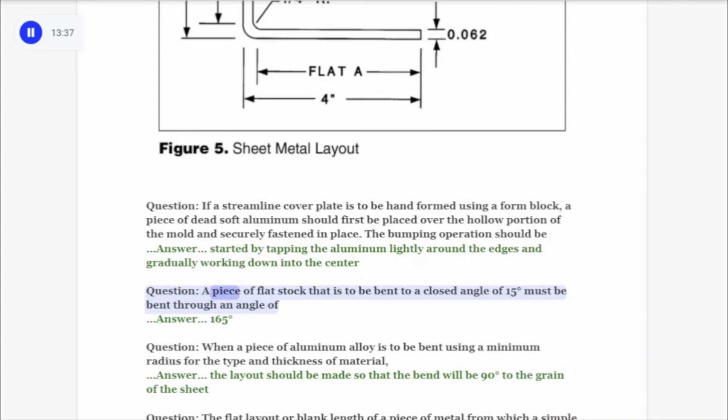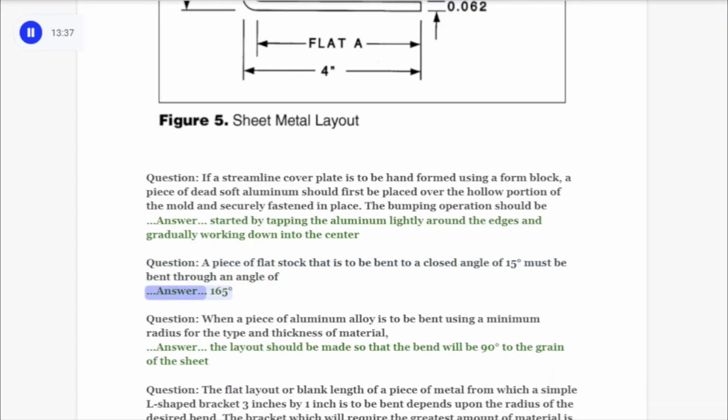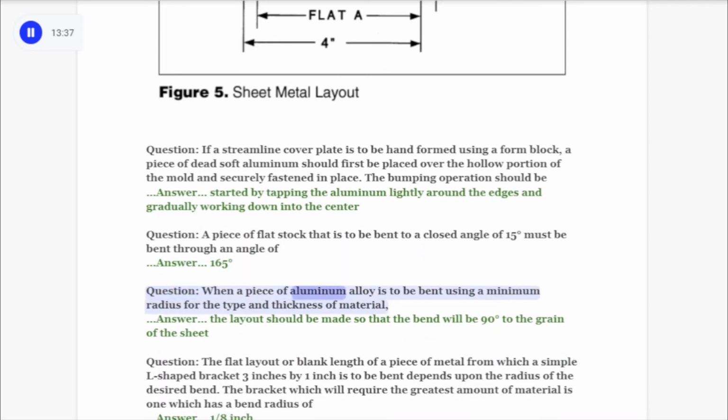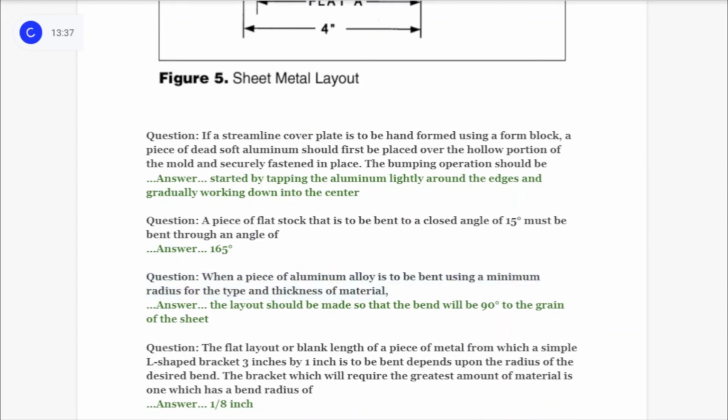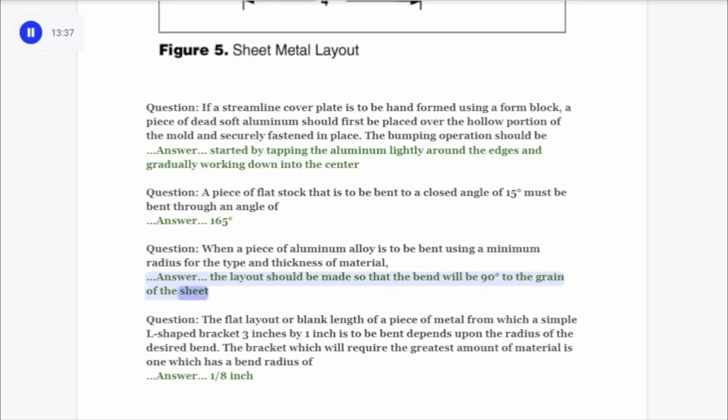Question, a piece of flat stock that is to be bent to a closed angle of 15 degrees must be bent through an angle of. Answer, 165 degrees. Question, when a piece of aluminum alloy is to be bent using a minimum radius for the type and thickness of material. Answer, the layout should be made so that the bend will be 90 degrees to the grain of the sheet.